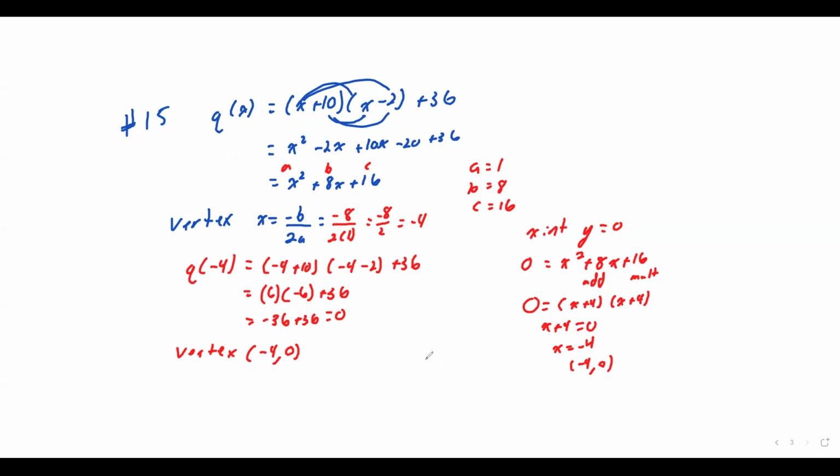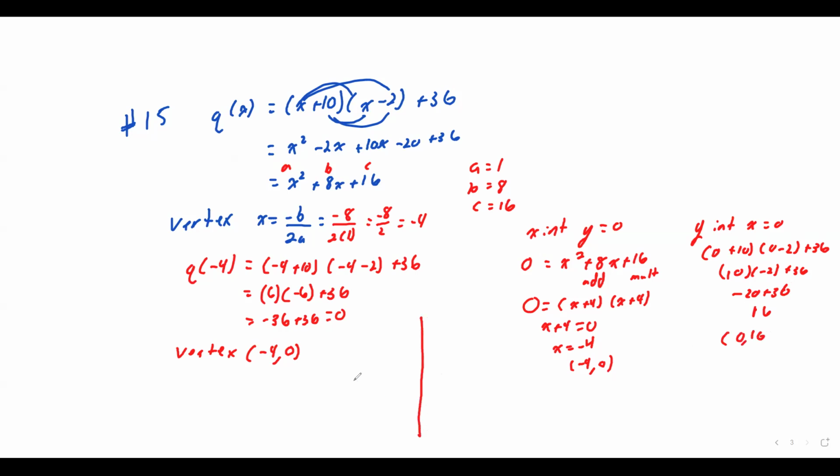So that only gives us one point. We do need to figure out maybe a y-intercept to give us another point, which is where x equals 0. You can plug it into either one of these. It doesn't really matter. This is 10 times negative 2 plus 36, not times. That gives you negative 20 plus 36, which would give you 16. So I get a y-intercept of 0, 16.